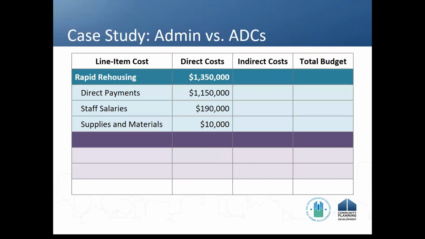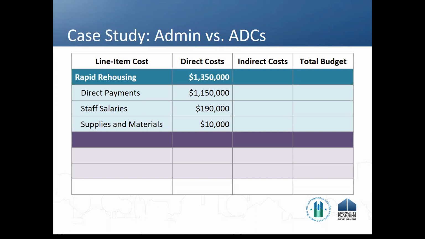Okay, so let's review our last case study of the day. This case study also assumes the 10% de minimis method is being utilized. And why we keep using the de minimis is because there's so many nuances with the other 2 that the definition of modified total direct costs can vary widely. And so we would have to first set up that definition before we could actually look at a case study. And so instead it's simpler to just look at the 10% de minimis method.